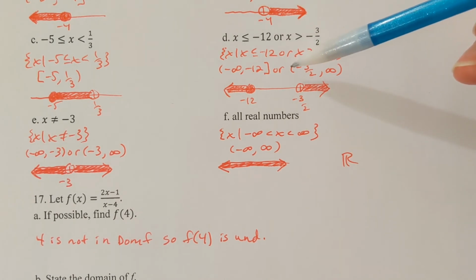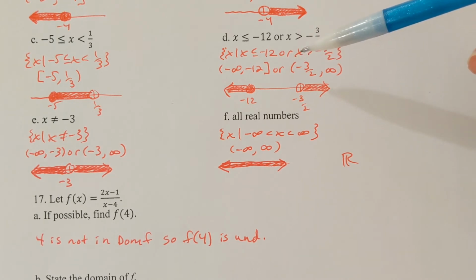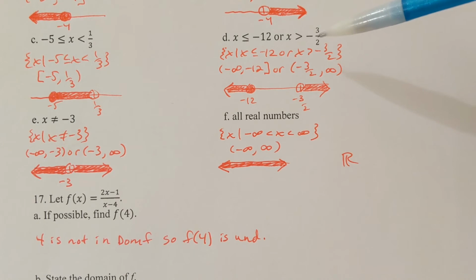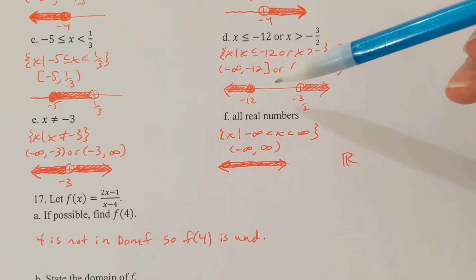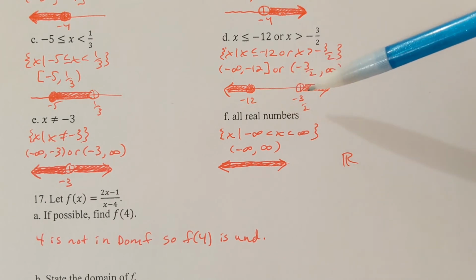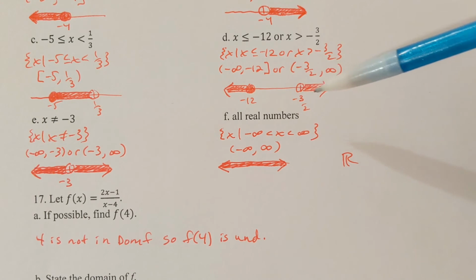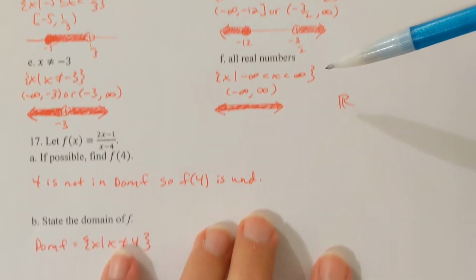Now, whenever the keyword is or, I just write the word or. Or is only 2 letters. But you may see the union sign. That's also okay. And I'm including negative 12. I'm not including negative 3 halves. Okay. Anything less than or equal to negative 12 and anything greater than negative 3 halves is okay.